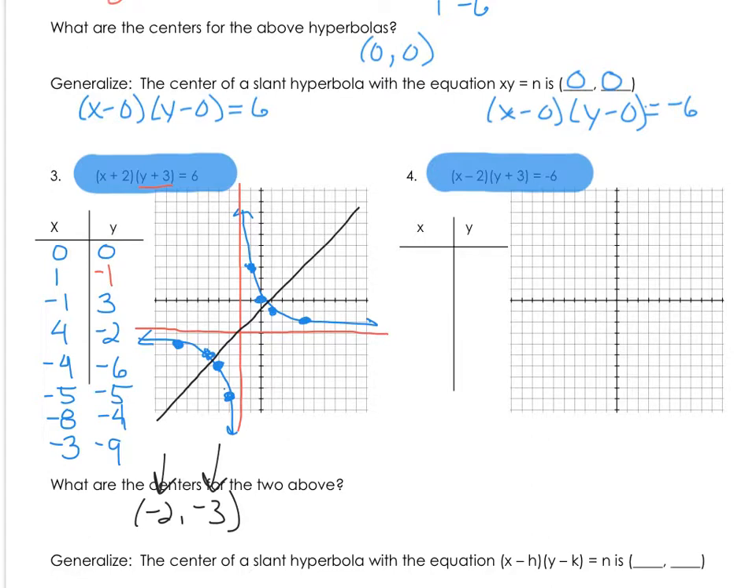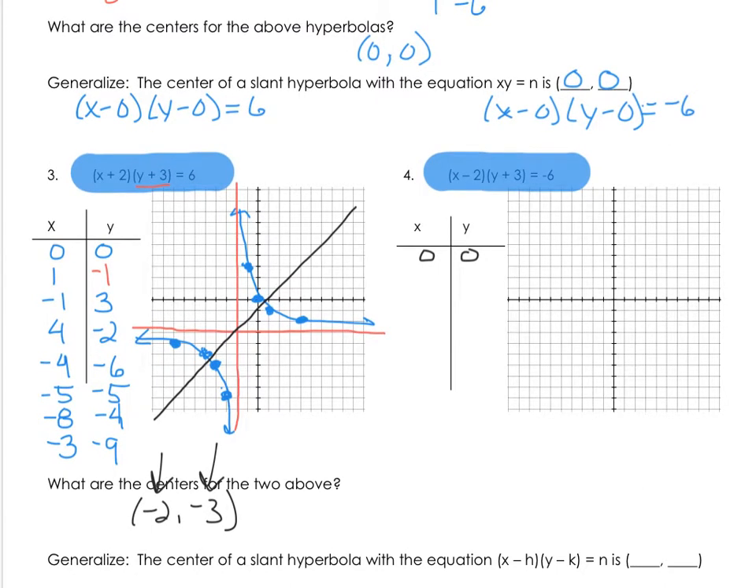Let's do one last one, and what we want is x minus 2 times y plus 3. We want to think of numbers that would work to make negative 6. Again, the point 0, 0 would definitely work. Okay, not sure what just happened there. A little technical difficulties, but hopefully you heard me say that the coordinate 0, 0 definitely works there. So I am going to go ahead and plot 0, 0.